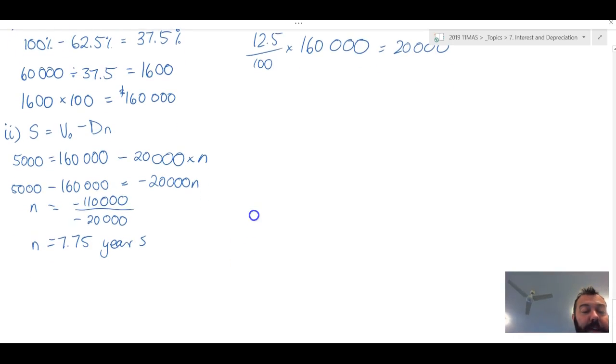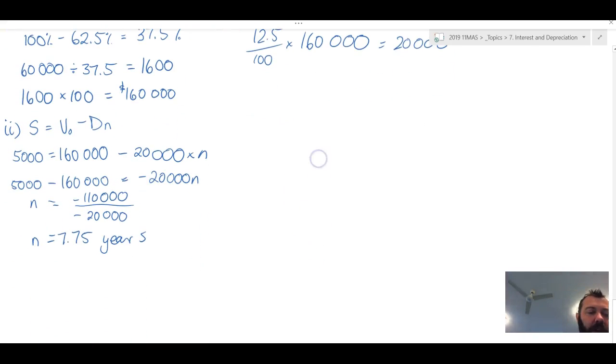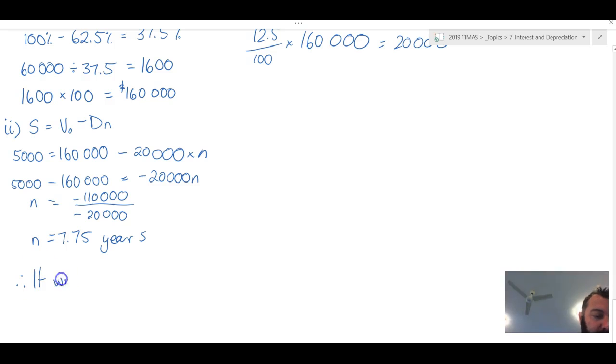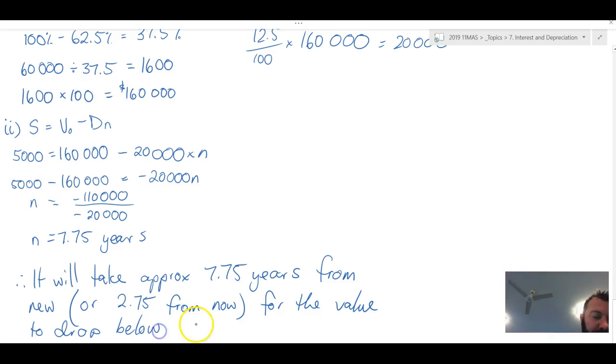But keep in mind that 5 years have already elapsed. Right, so within the context of the question, it will take approximately 7.75 years from new, which is 2.75 years from now, for the value to drop below $5,000.